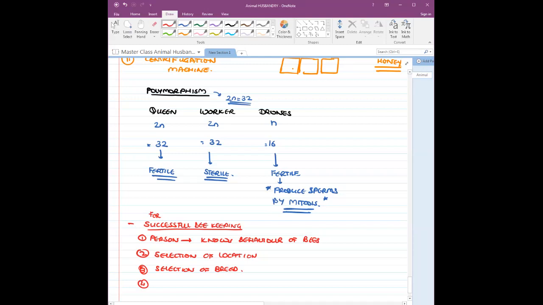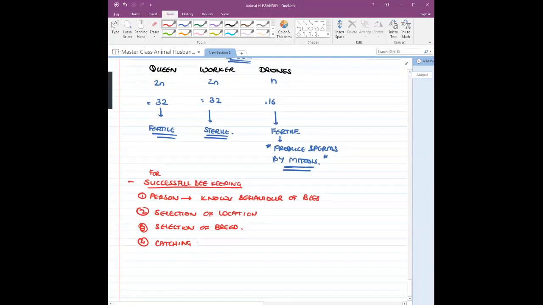Then, catching and hiving of swarms. Meaning you always have to see which of them is going to be better, how they are going to be working, and who's going to be more efficient. So, catching and hiving of swarms. Then, like I said, we need to know the selection of breed. The very important ones are Apis dorsata, Apis indica, and Apis mellifera.